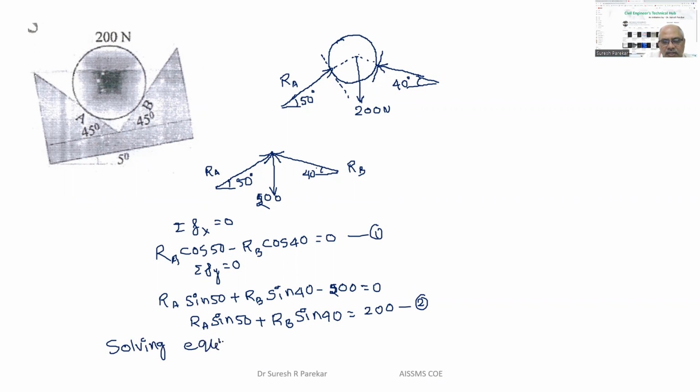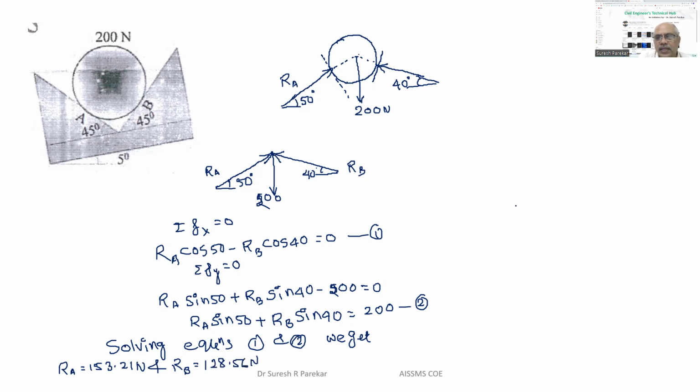Solving equations 1 and 2, what will we get? We have RA equal to 153.21 Newton and RB equal to 128.56 Newtons.